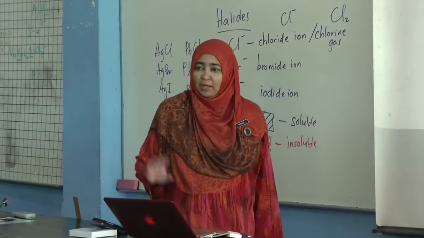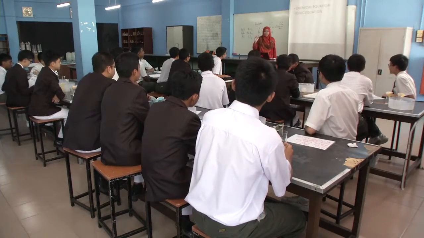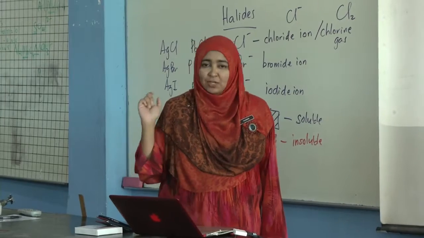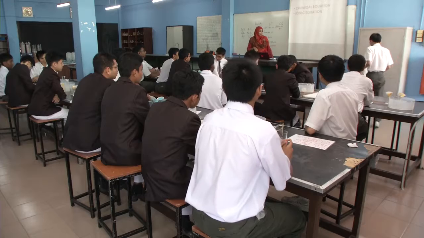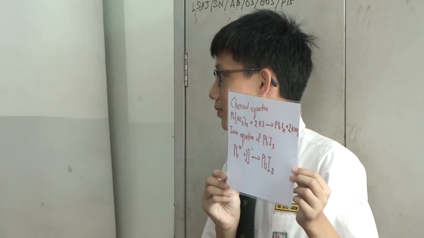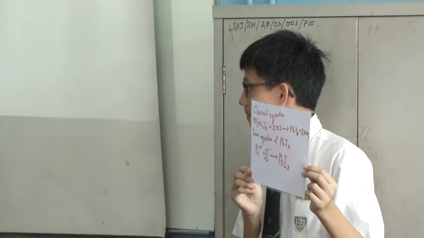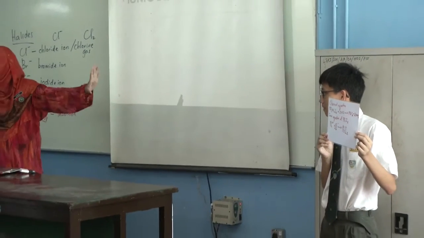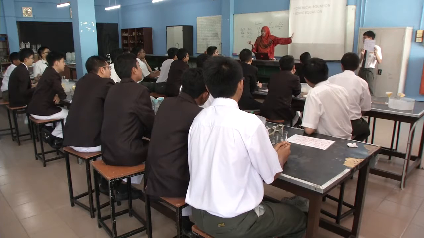Okay, so now I trust that you have completed your experiment? Have you written down the chemical equation and ionic equation? Yes. Okay, group 1, please come forward and present. He wrote Pb(NO3)2 plus 2KI arrow PbI2 plus 2KNO3, and his ionic equation is Pb2+ plus 2I- arrow PbI2. Is that correct? Yes.